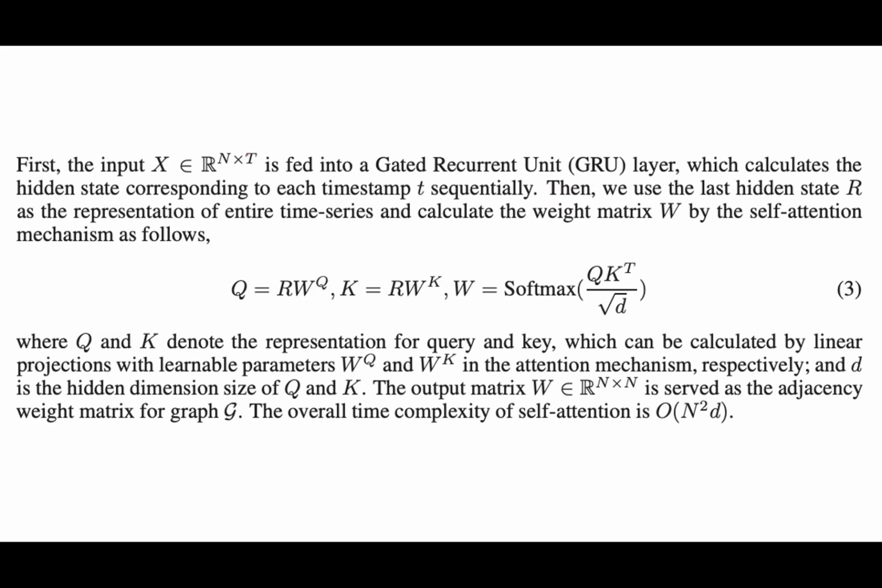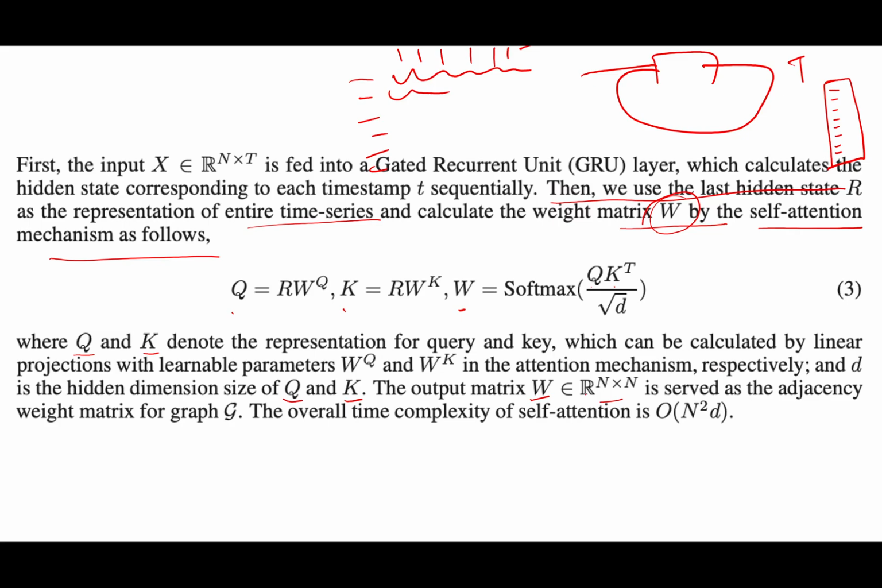So let q and k denote the representation of query and key, which can be calculated by linear projections with learnable parameters wq and wk in the attention mechanism respectively, and d is the hidden dimension size of q and k. The output matrix W is going to be an n cross n matrix. It serves as the adjacency matrix of the graph G. The overall time complexity of self-attention is n squared d.